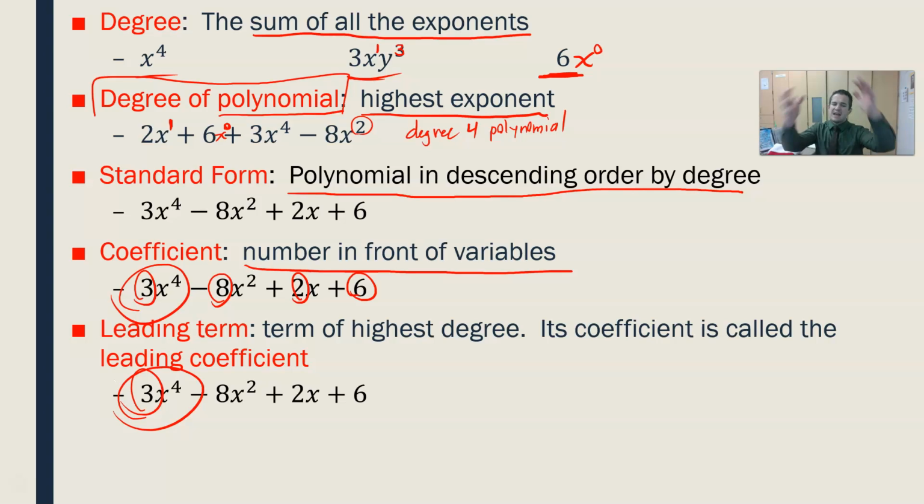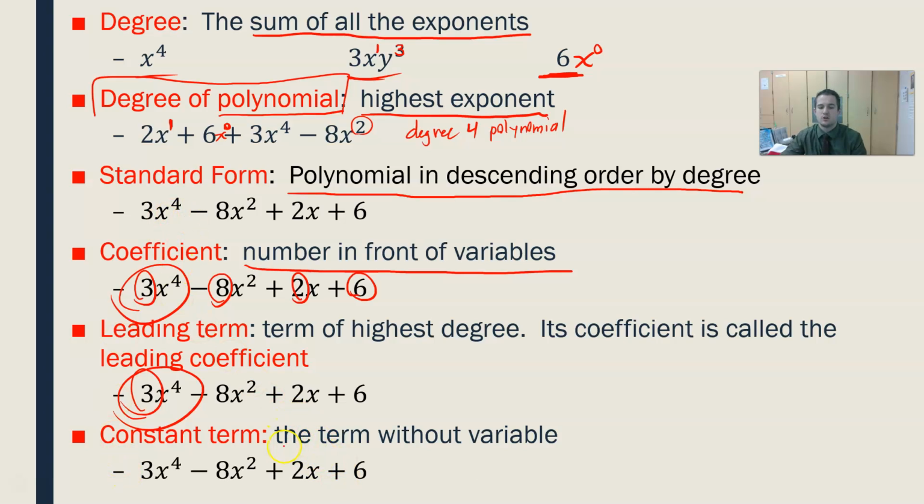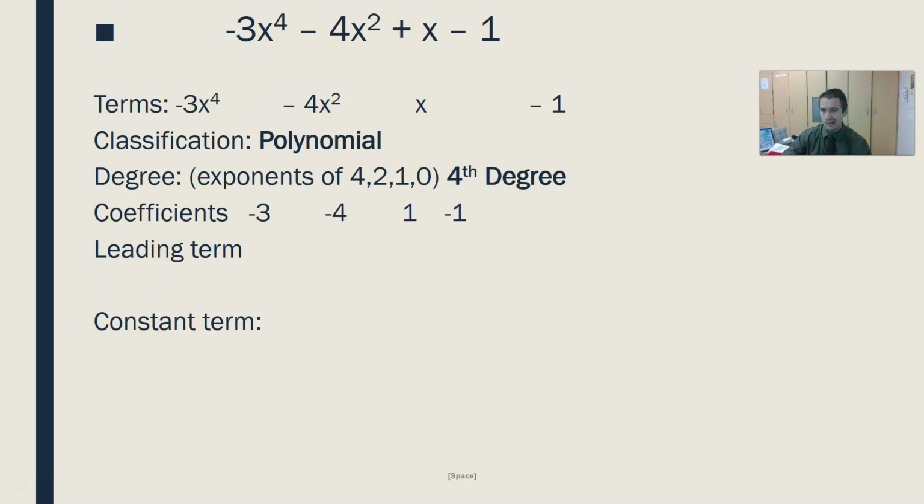So these are just some general terms to help us identify and work with polynomials, to know what we're looking at and what we're working with here. The last term we want to discuss is the constant term. Using this same polynomial, the constant term is the term without a variable. So this 6 over here that does not have a variable attached to it, we're going to call a constant. These definitions are all in your guided notes. I would recommend writing down some examples of what those are so you can remember them.